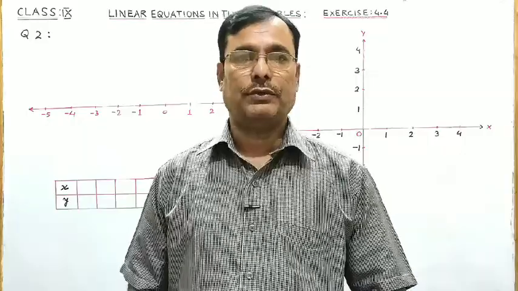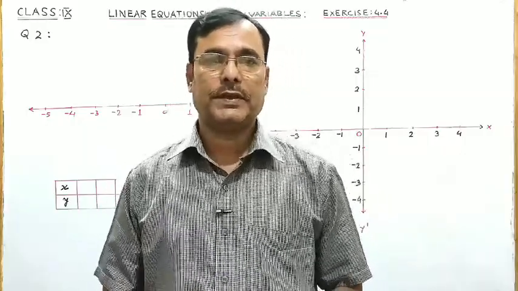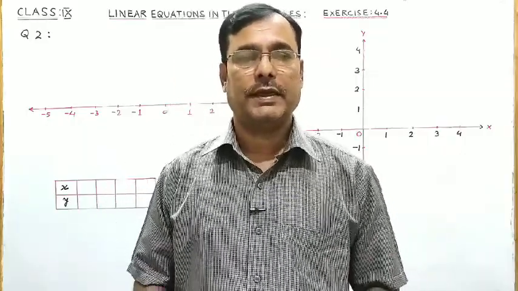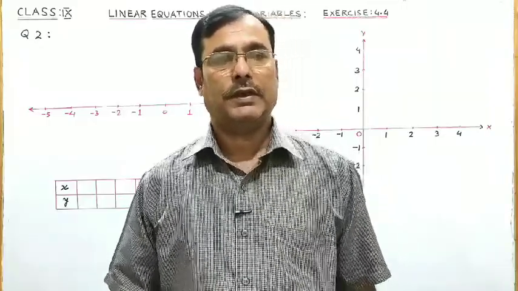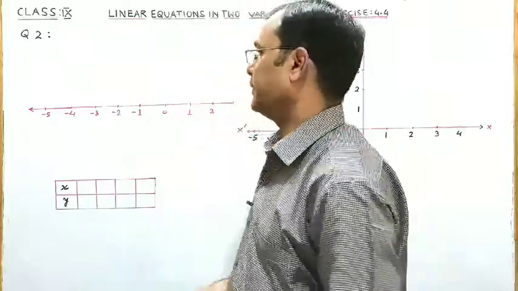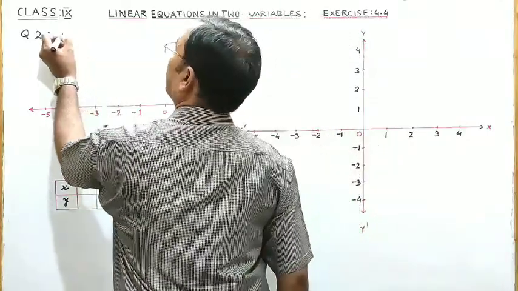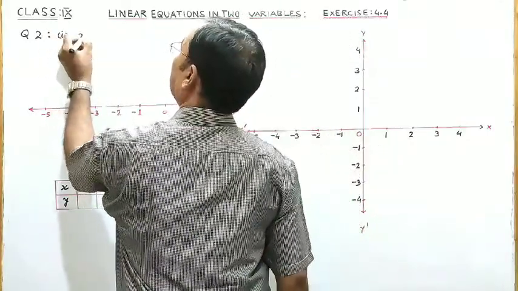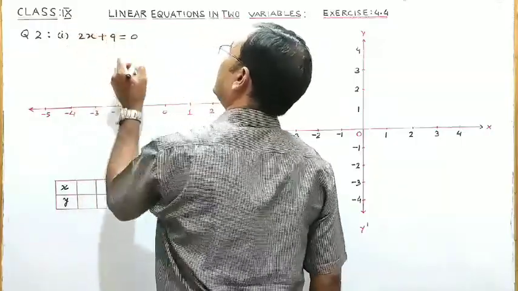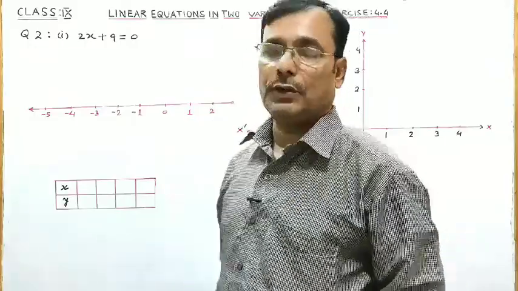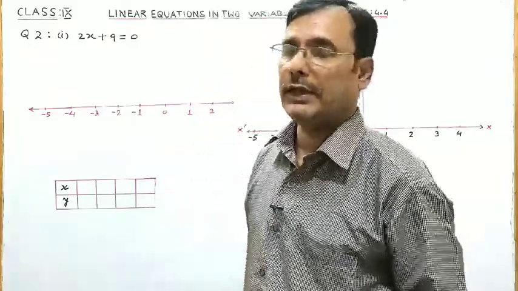Now question number 2. Give the geometrical representation of 2x plus 9 equal to 0 as an equation in one variable and in two variables. So, 2x plus 9 is equal to 0 is a linear equation in one variable x only.